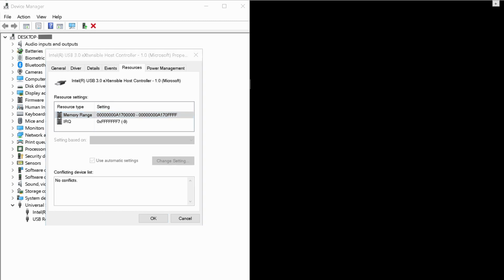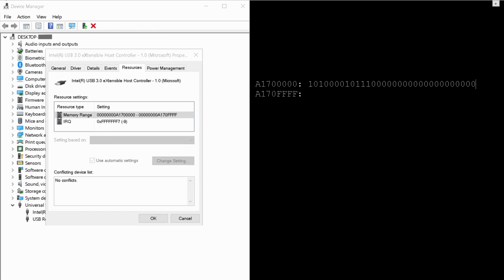In fact, let's just go ahead and copy down these values. So I have A17 and then 5 zeros. That's the low address. And then I also have A170 and then 4 Fs. That's the high address. Let's convert this to binary. And so we've got 1010, 0001, 0111, and then 20 bits worth of zeros for those 5 nibbles of zeros: 1, 2, 3, 4, 5, 6, 7, 8, 9, 10, 11, 12, 13, 14, 15, 16, 17, 18, 19, 20.